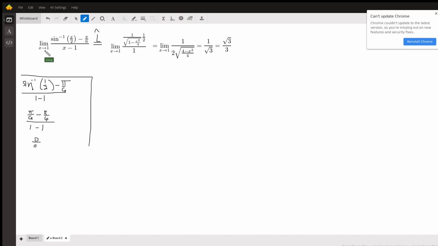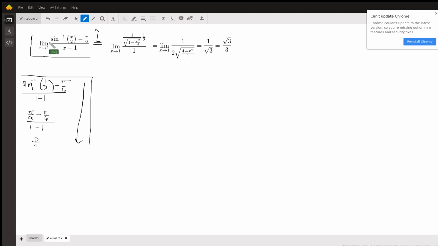So here is the limit we're trying to evaluate. If we try direct substitution right now, this little rectangle down here shows you what happens. We get 0 over 0, indeterminate form, which means we can apply L'Hopital's rule, which means that the limit as x approaches 1 of the derivative of the numerator over the derivative of the denominator will have the same limit.